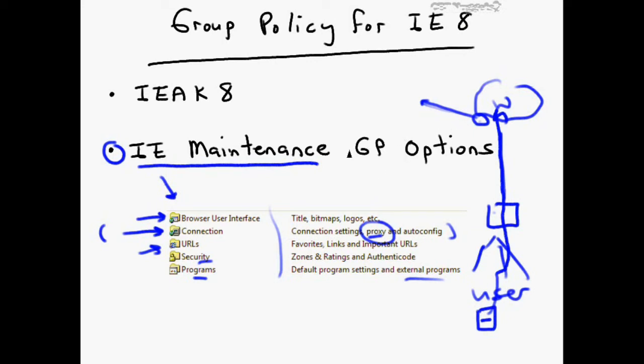So the idea here is that group policy gives us very tight control over the user's ability to function with Internet Explorer. And there's ways with AppLocker and software restriction policies to prevent users from installing, say, Opera or Mozilla Firefox or Apple Safari on your Windows network.